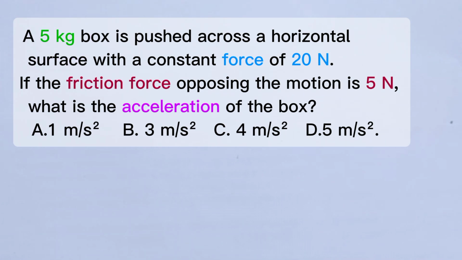A 5 kilogram box is pushed across a horizontal surface with a constant force of 20 Newton. If the friction force opposing the motion is 5 Newton, what is the acceleration of the box?